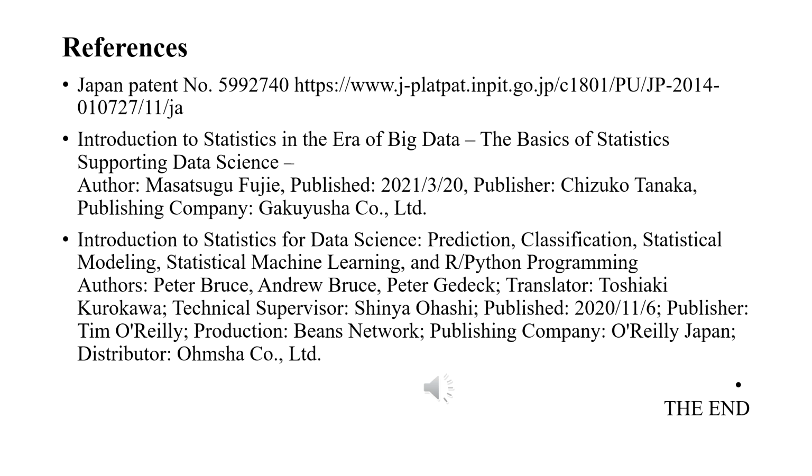References. Japan Patent Number 5992740, https://www.j-platpat.input.go.jp/c1801/pu/jp-2014-010727/11/ja. Introduction to Statistics in the Era of Big Data, The Basics of Statistics Supporting Data Science, author, Masatsugu Fujie, published March 20, 2021, publisher, Shizuko Tanaka, publishing company, Gakuyusha Company, Limited. Introduction to Statistics for Data Science, Prediction, Classification, Statistical Modeling, Statistical Machine Learning, and R/Python Programming, authors, Peter Bruce, Andrew Bruce, Peter Gedeck, translator, Toshiaki Kirikawa, technical supervisor, Shinya Ohashi, published November 6, 2020, publisher, Tim O'Reilly, production, Beans Network, publishing company, O'Reilly Japan, distributor, Omsha Company, Limited. The end.